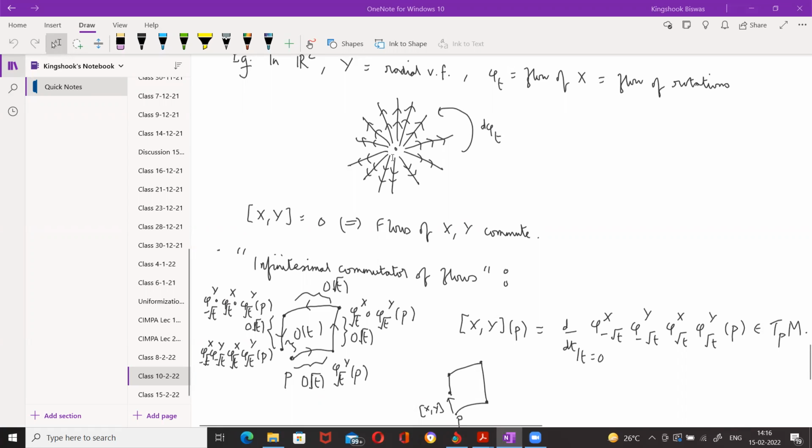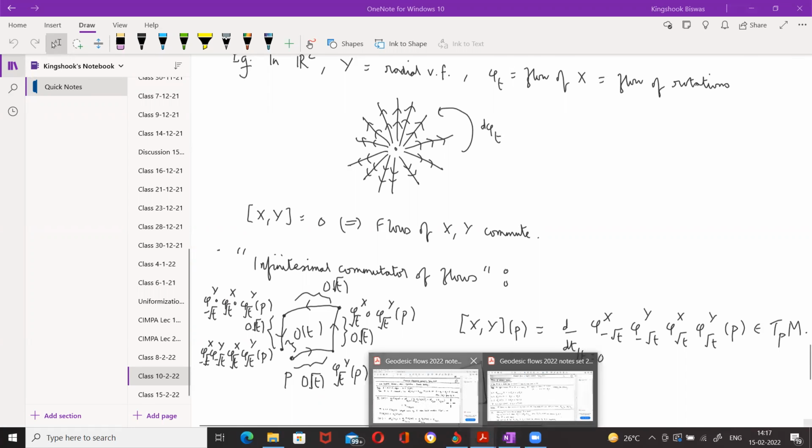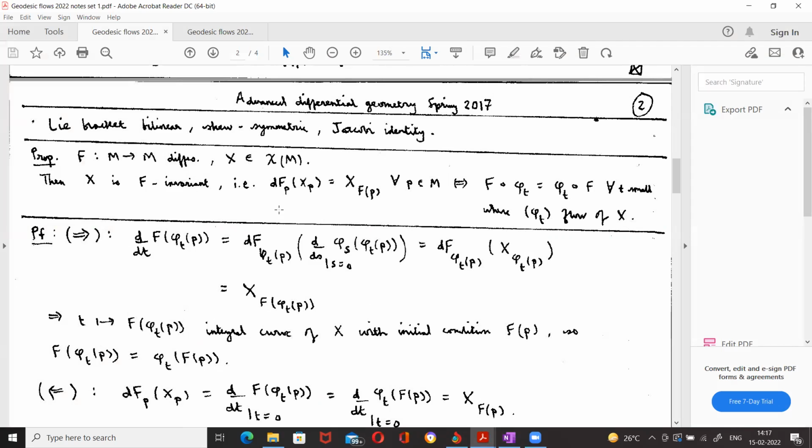Okay, so let's come back to this proposition. What the proposition says is that a vector field X is f-invariant if and only if the diffeomorphism f commutes with the flow of the vector field. Okay, so f composed with phi t is phi t composed with f for all t small enough.